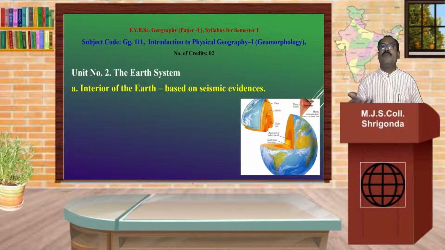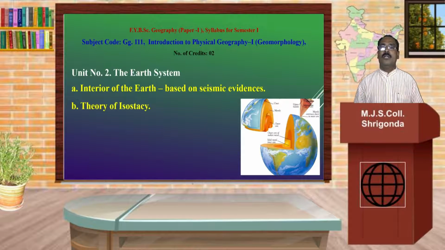Which types of layers are in the interior part of the Earth, based on seismic evidence, is given, and from this material we get information about the interior of the Earth. These points cover the first point, interior of the Earth. Another is the theory of isostasy. The plate tectonics, the many plates, are studied in isostasy.